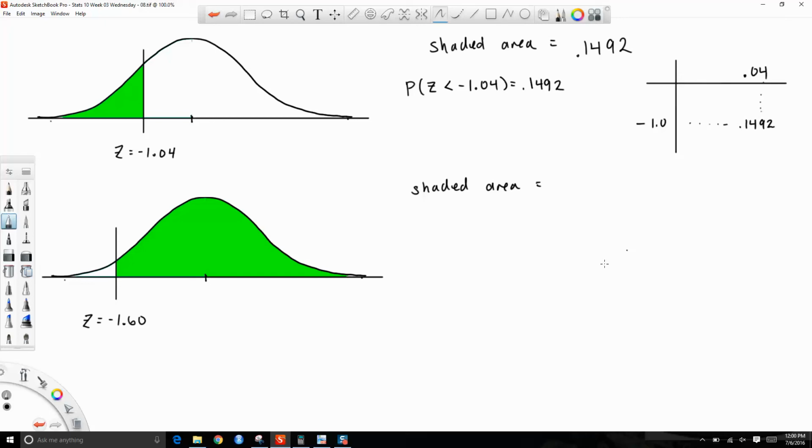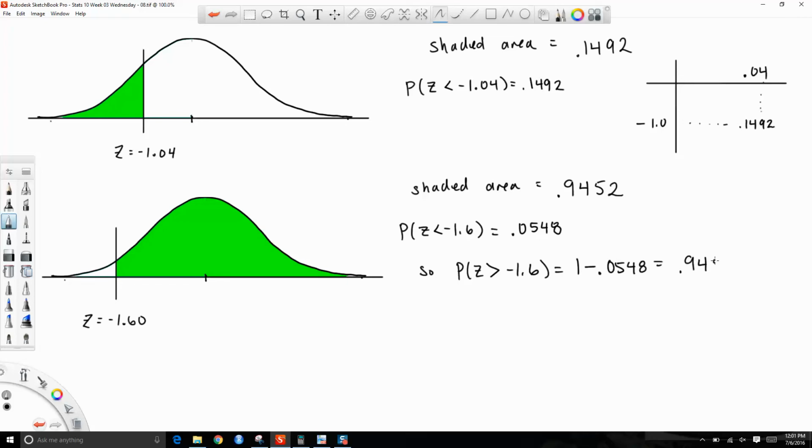And then what about over here? So the shaded area. I would have 0.9452, right? So we would find the area to the left. So we can say the probability that z is less than negative 1.6. We would look up this value and we get 0.0548. So the probability that z is greater than negative 1.6 is going to equal 1 minus 0.0548, which is going to be 0.9452.